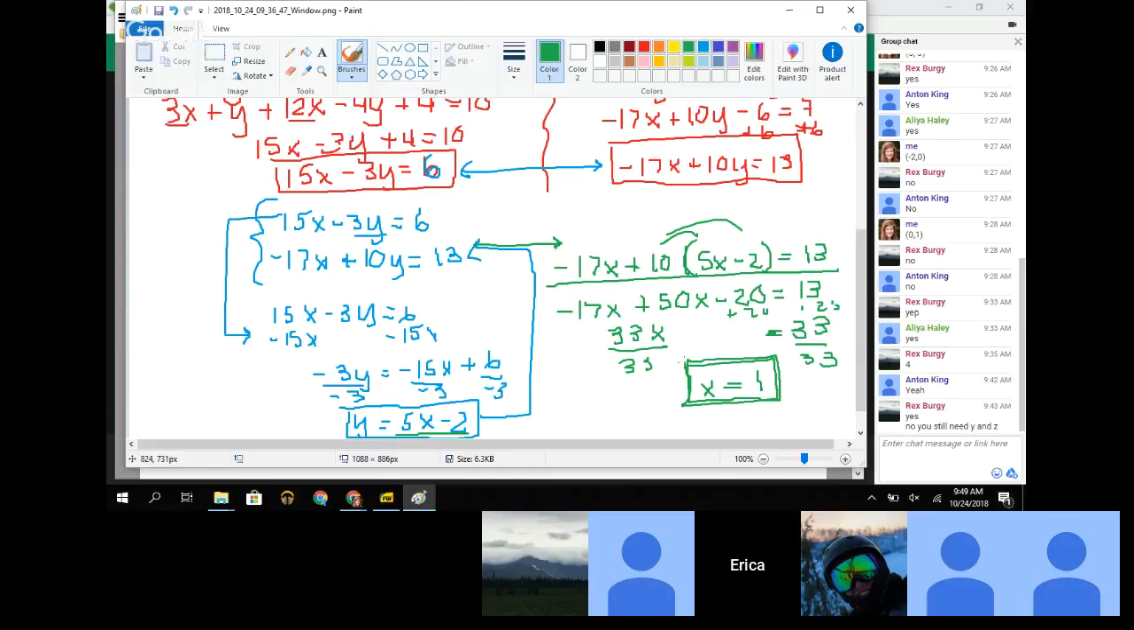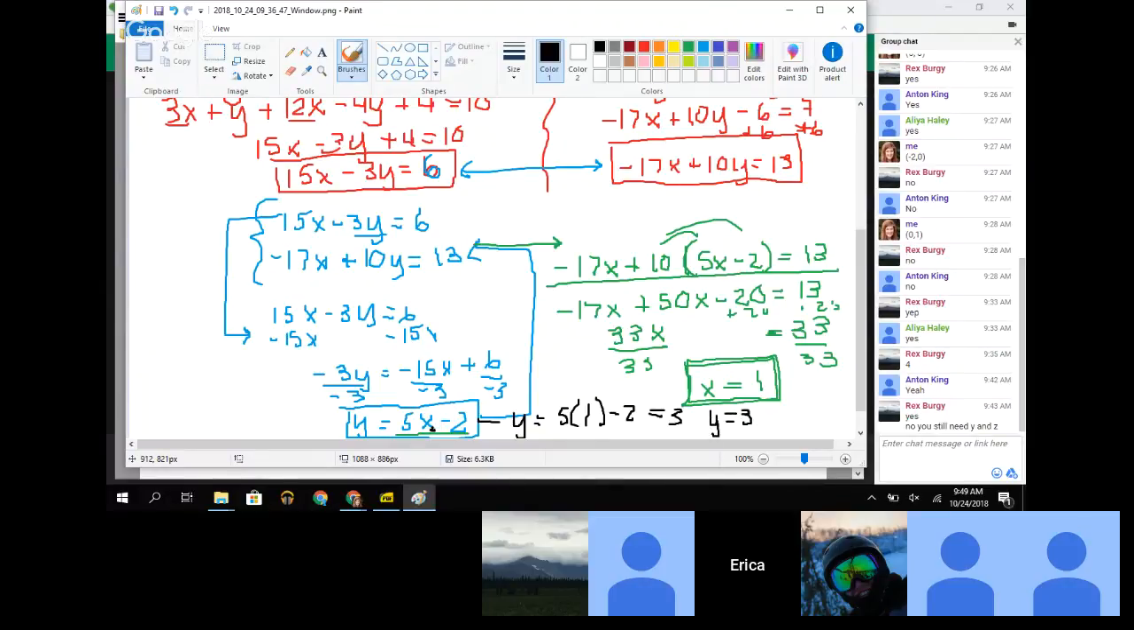Yep, exactly, Otto. You still got to go back and figure out what y and z are, right? Thankfully, we've already solved for that. So if x equals 1, right here we know that y equals 5 times x, which is 1, minus 2. So y equals 3.